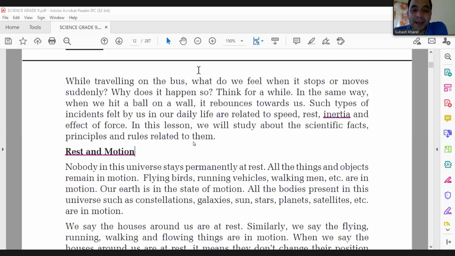Because the passenger sitting in the last seat remains in the last seat of the bus, isn't it? Are they changing position themselves? No. While traveling in the bus, last seat ma बसेको आफै first seat मा आइपुग्छ त? आइपुग्दैन. That's why they are at rest with respect to the bus.